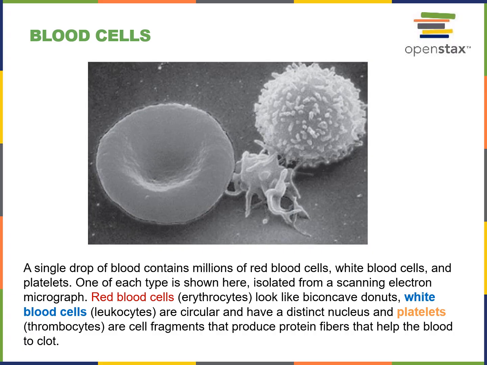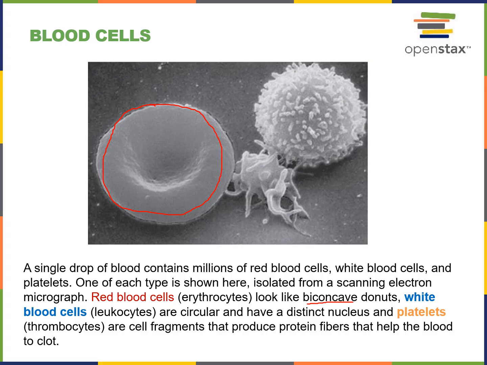So this image here shows a single drop of blood contains millions of red blood cells, white blood cells, and platelets. And one of each type is shown here. So here we have a red blood cell, which is often described as a biconcave disc, or sort of looking like a donut, except you don't have that hole in the middle. The middle is sort of pressed in.